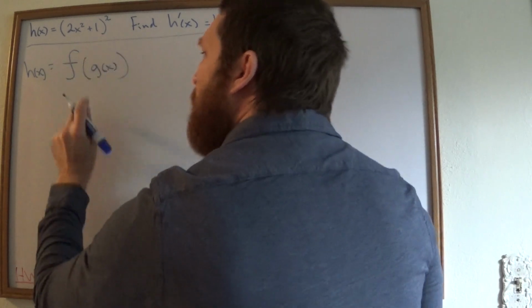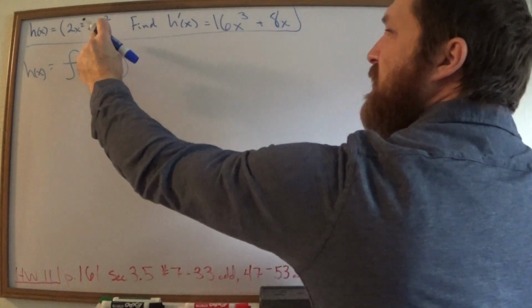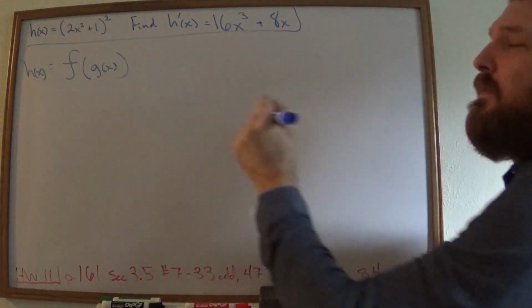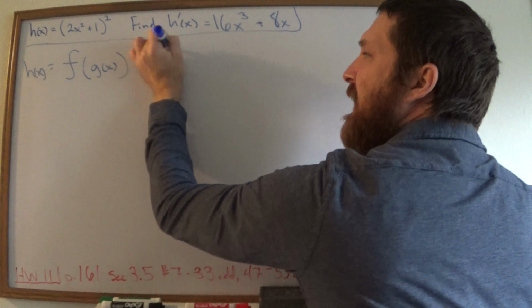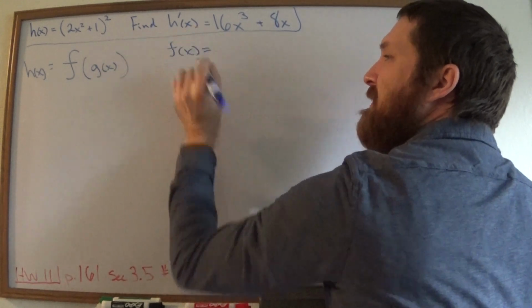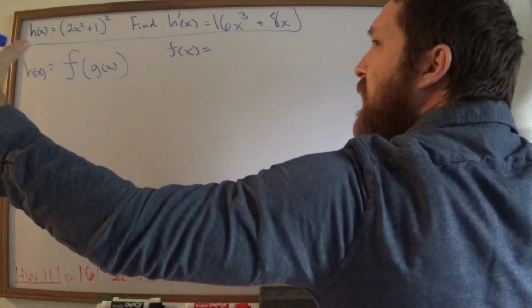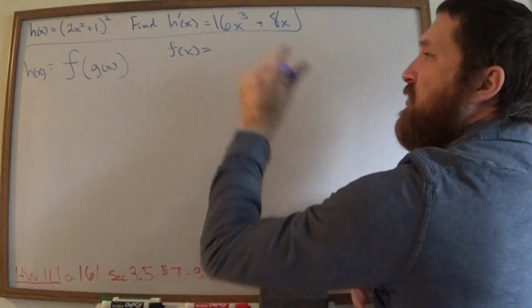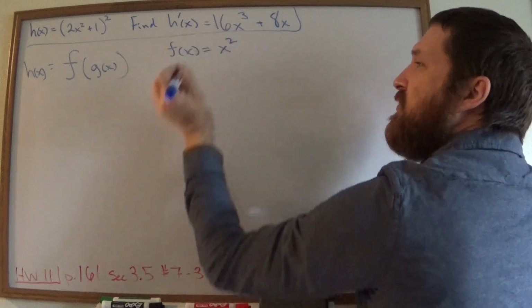You'll notice that we could think of this function as one function inside of another function. If we think of f of x as just being the outermost stuff, which would be this stuff squared, so whatever the input is, you take it and square it.